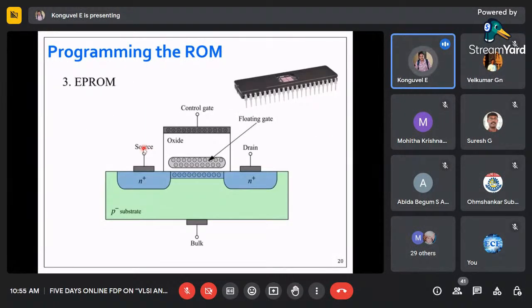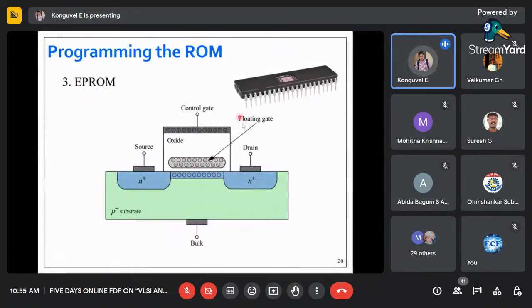So next case, EPROM. In EPROM, it is like a normal operation of a MOSFET. So what is a normal operation? Say we will be giving 5 volt, but instead of giving 5 volt in the control gate, and again we have a polysilicon. Say this floating gate is a polysilicon.